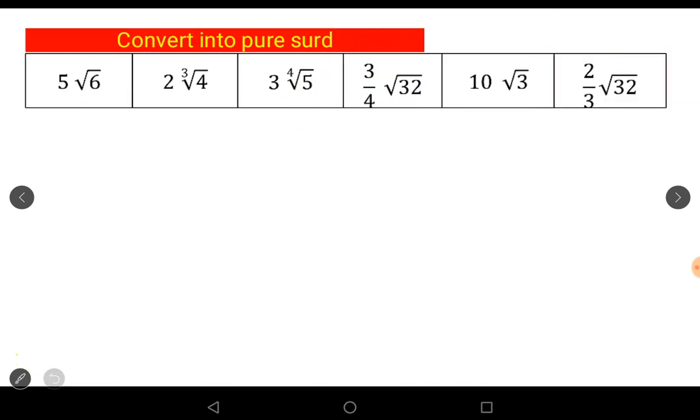Next one, convert into a pure surd. These are examples; now the exercise problems. Okay students, first one: 5 times root 6. This is a mixed surd. How to change it? The order of the irrational factor is 2, so take root of 5 squared times root 6. Second one has order 3, so take the order of the surd as 3 and 2 to the power 3. Similarly 4 and 5 also. Okay, these are homework questions.